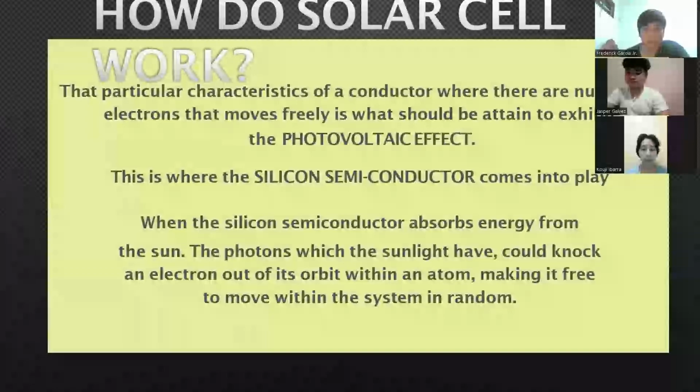So the photovoltaic effect, this is where the silicon semiconductor comes in. When the silicon semiconductor absorbs energy from the sun, the photons which the sunlight has could knock an electron out of its orbit within an atom, making it free to move within the system randomly. So when the sunlight hits the semiconductor, it essentially makes the semiconductor act like a normal conductor wherein an electron is free to move in the system.